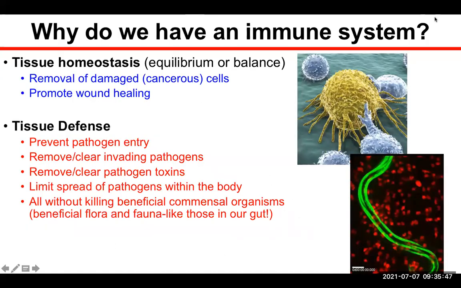So why do we even have an immune system? Well, the immune system has a lot of vital roles in our body. When it comes to tissue homeostasis, or basically the equilibrium of our body, or keeping this balance in our body, the immune system is really good at removing dead or damaged cells.